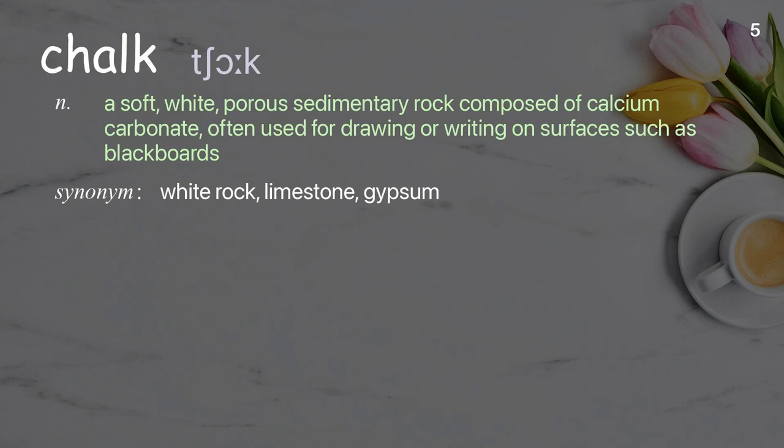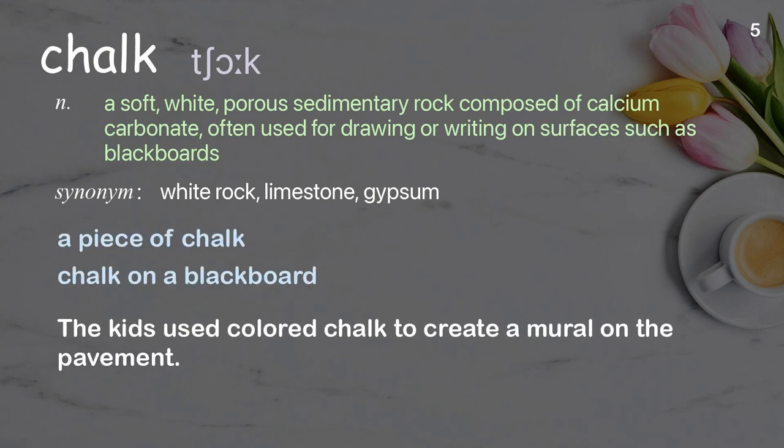Chalk. A soft, white, porous sedimentary rock composed of calcium carbonate, often used for drawing or writing on surfaces such as blackboards. Examples. A piece of chalk. Chalk on a blackboard. The kids used colored chalk to create a mural on the pavement.